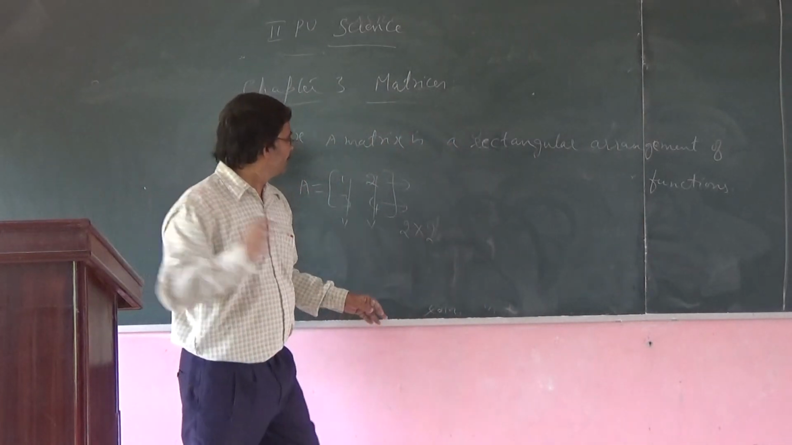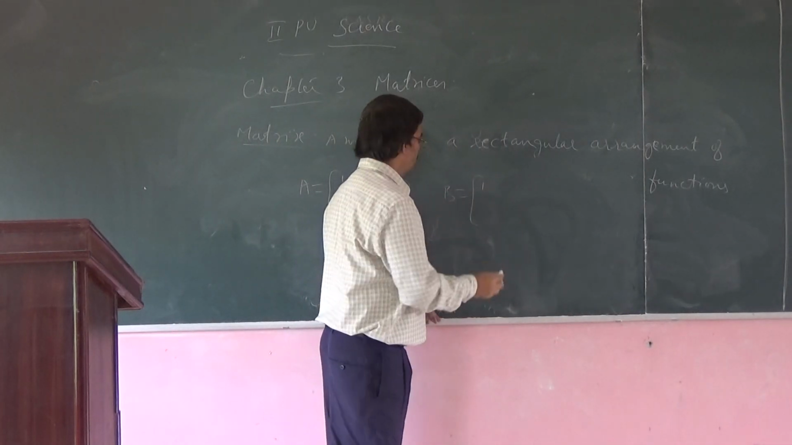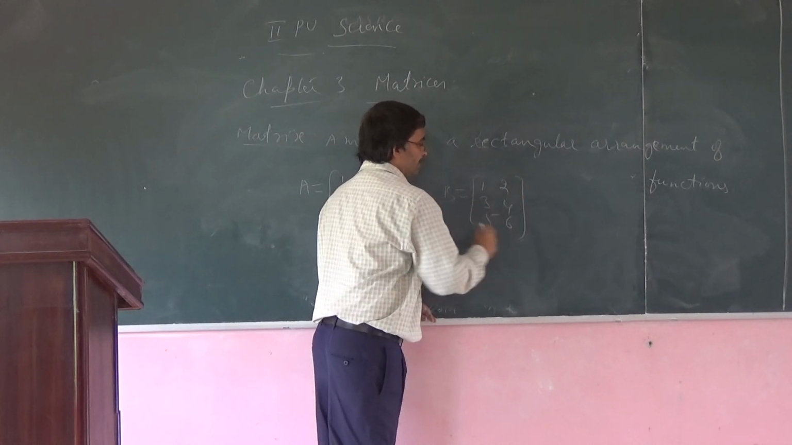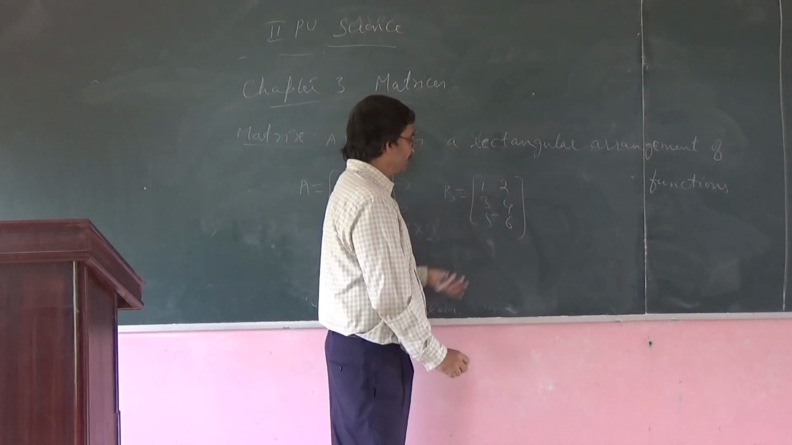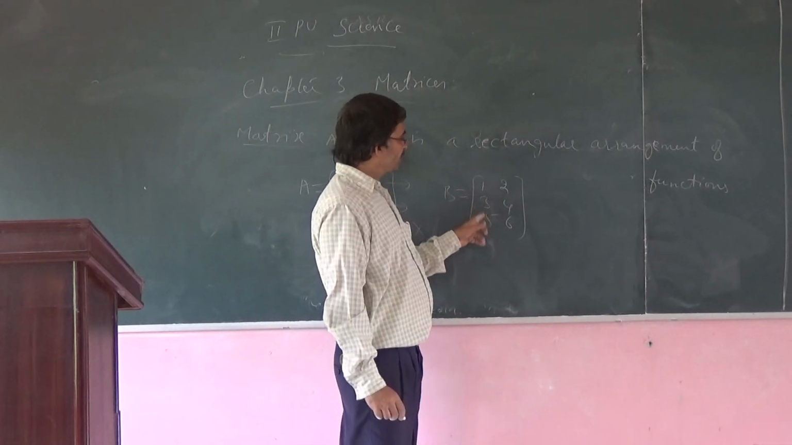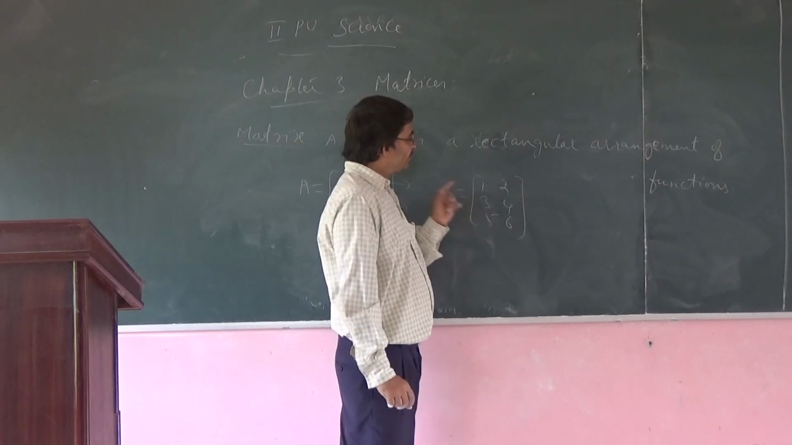Let B equal to 1, 2, 3, 4, 5, 6. Any numbers can be given, not positive only. You can give negative also. Okay, 1, 2, 3, 4, 5, 6. B is a matrix. But what is the order of this?